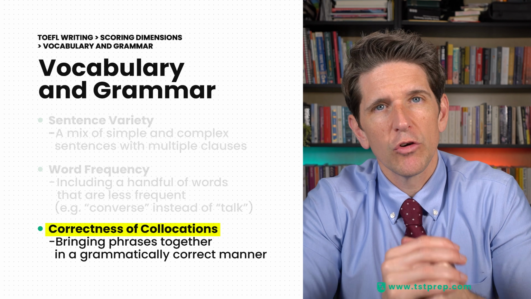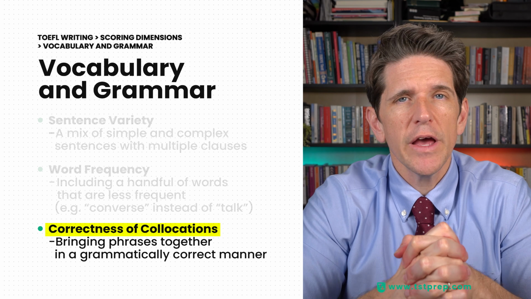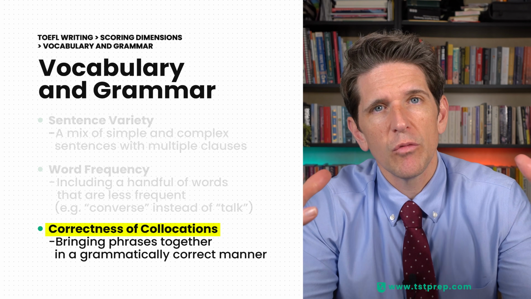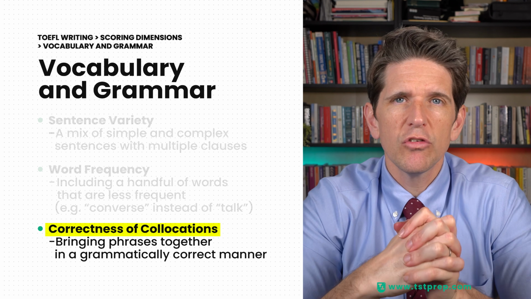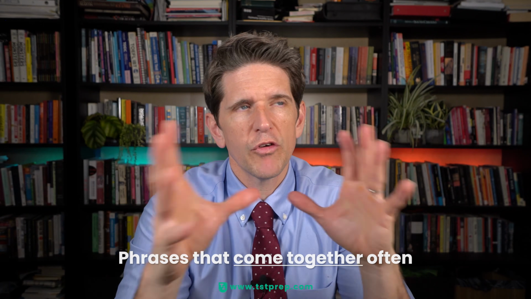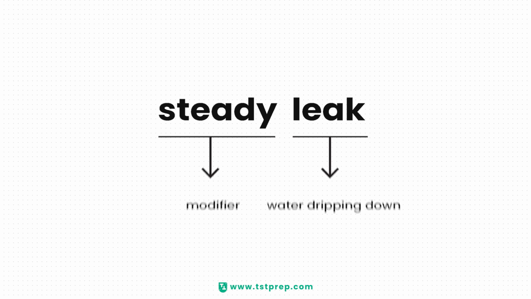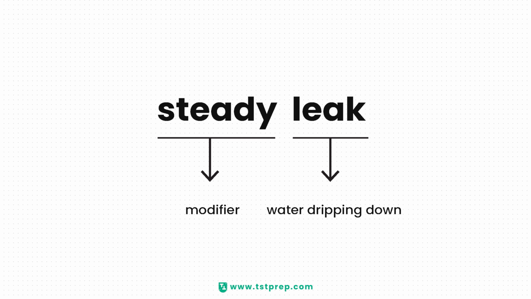And this is part of your grade, which is about your collocations, that you use them well. A collocation is like a phrase, and it's a phrase that we bring together. So it's not just like a phrasal verb like turn on or turn off, but also phrases that come together often. So for example, steady leak. Oftentimes when we're talking about a leak, when water is dripping down, we have the modifier steady. It's a steady leak. So this is a collocation that I'm using well and I'm using accurately.